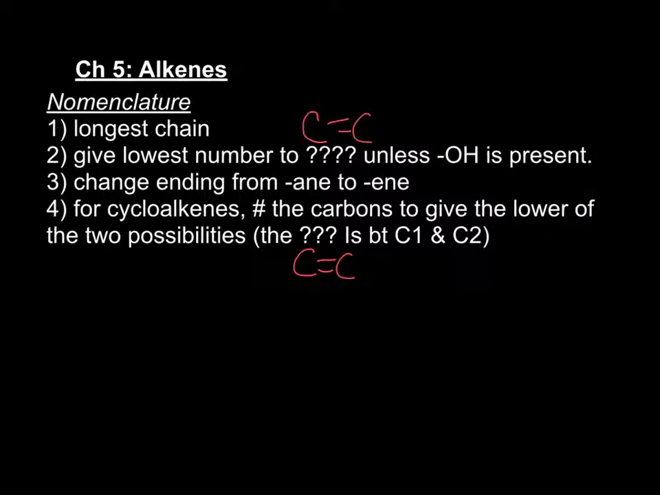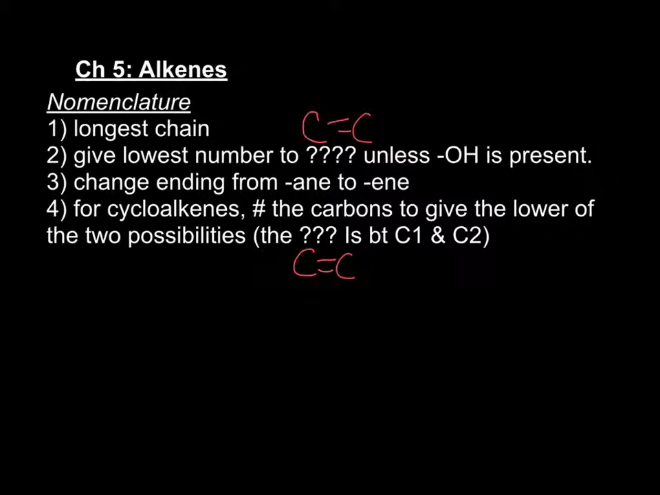If there's only double bonds and single bonds present, even if there's a methyl group or an alkyl halide group, you always give the lowest number to the double bond, unless there's something that has an oxygen. Right now we've only been dealing with alcohols, but you'll find out when we do aldehydes and carboxylic acids and stuff that oxygens always get top priority. Otherwise you'd give the double bond priority. You change the ending from ane to ene.